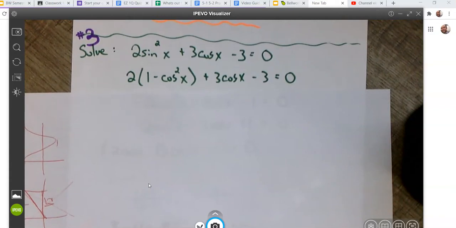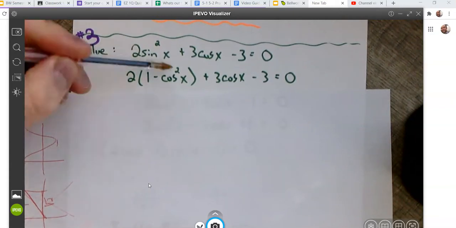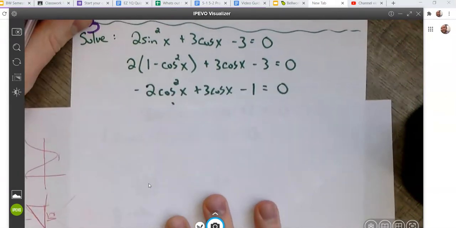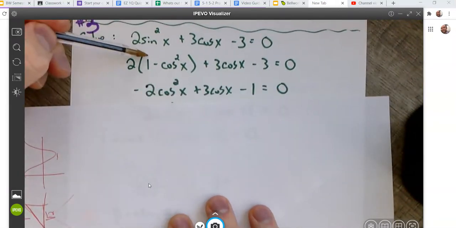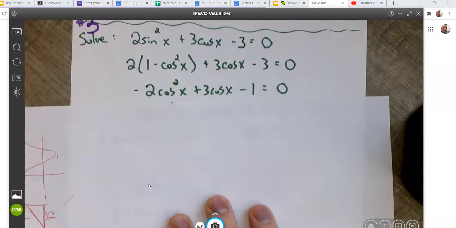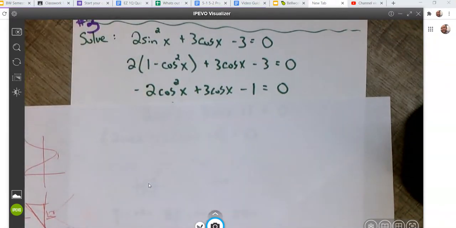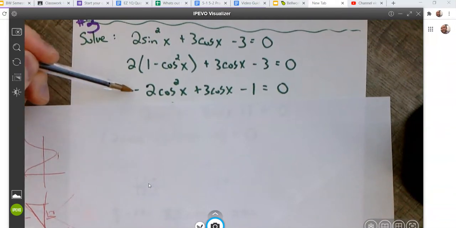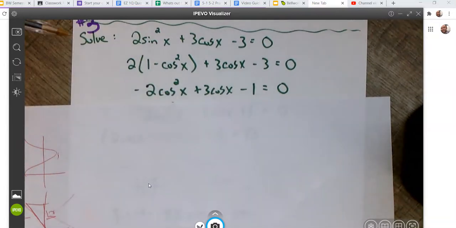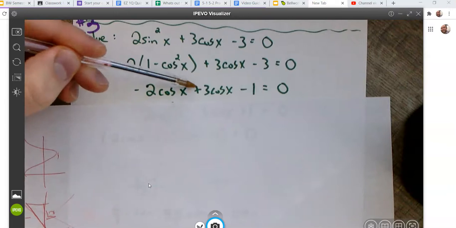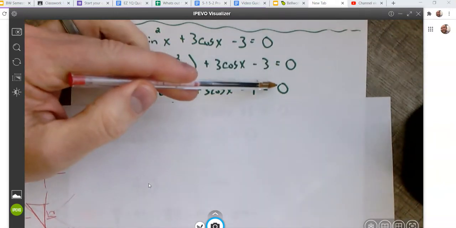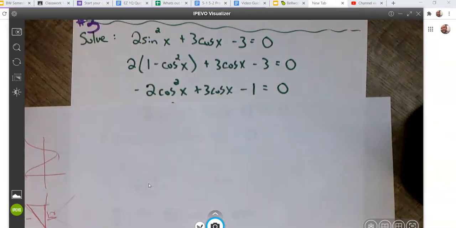Here we go. From here, I'm going to distribute. No problem. Combine like terms. We will have a 2 times 1 and then 2 minus 3. That's where the negative 1 is. We have a negative 2 cosine squared. I personally don't factor if the leading coefficient is a negative. So from right here, I'm going to multiply both sides of the equation by negative 1. That's okay. That'll change the signs on this one and this one. If you multiply a 0 by a negative 1, you're still going to get 0.